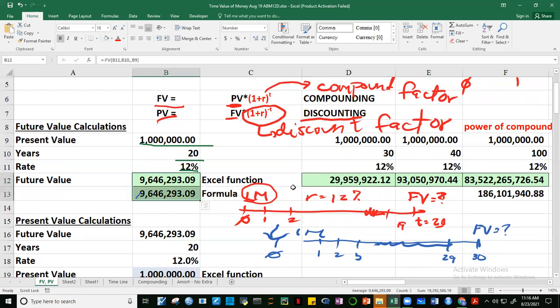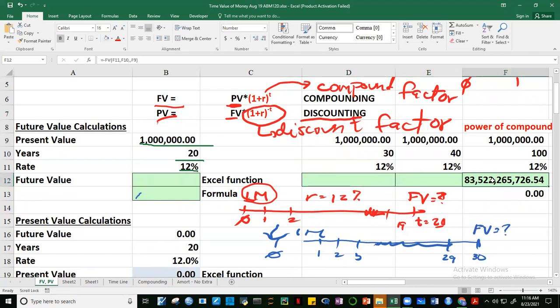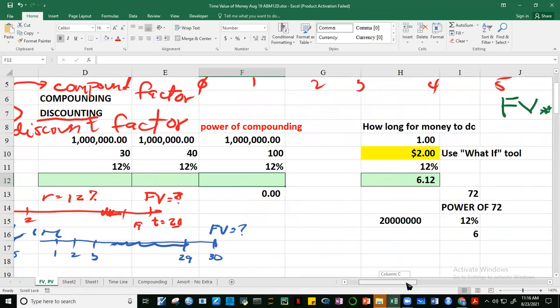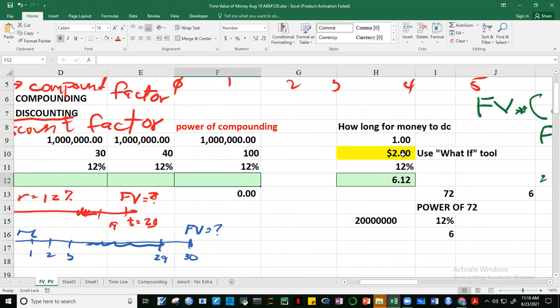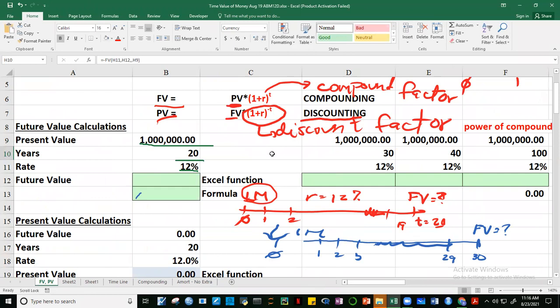So let me delete this. Delete ko muna itong mga to. In the one I gave you, I think there are no answers there, right?